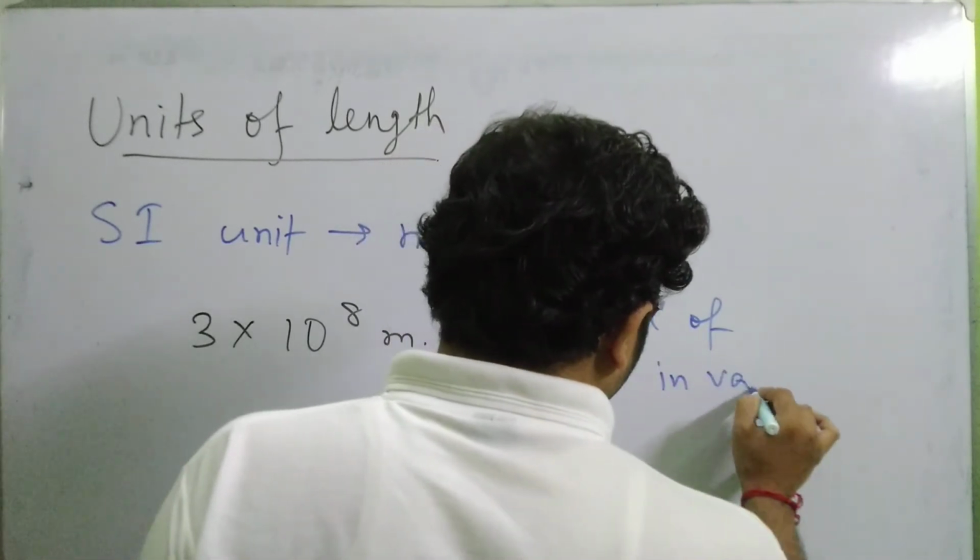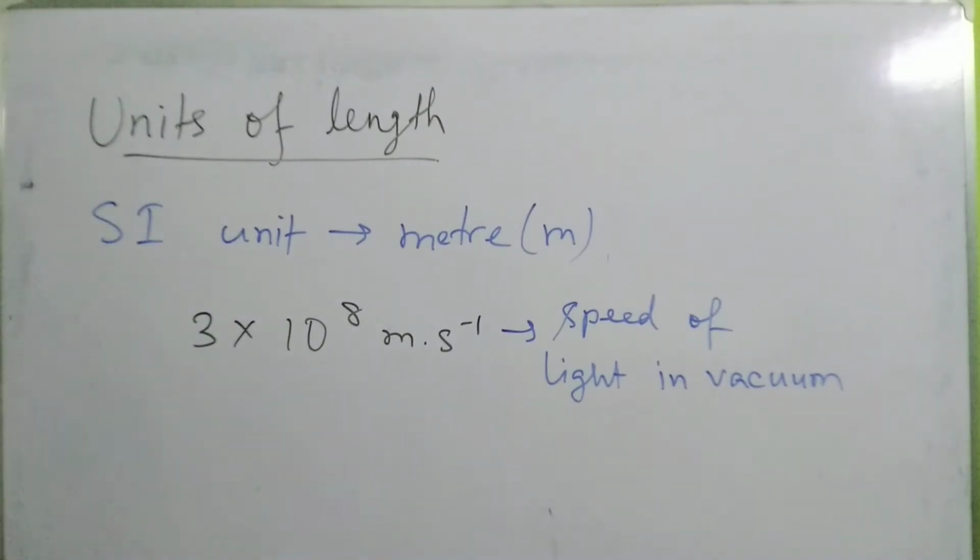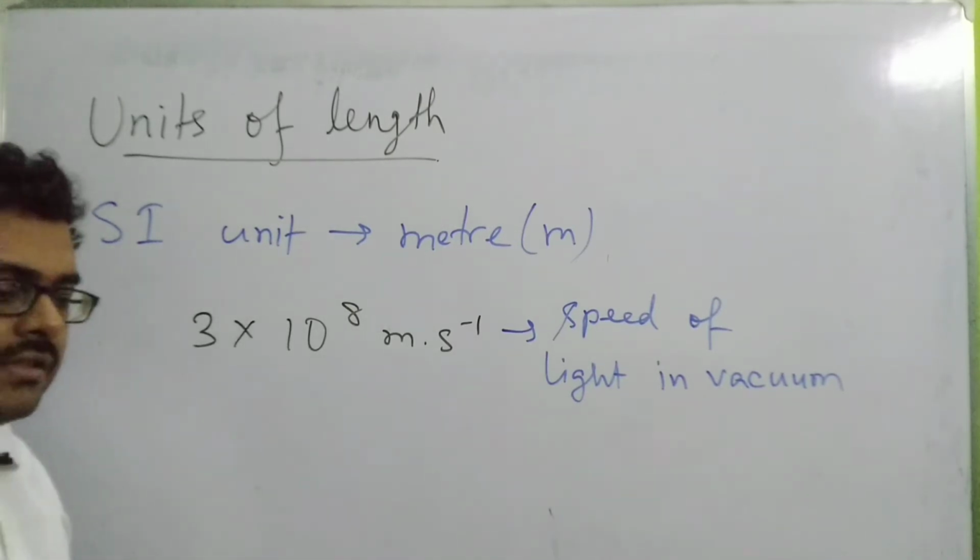Light in vacuum. Okay, fine. Now, you may be thinking about how the unit of length, the meter, was defined in terms of the speed of light. From this value you can say that light travels a distance of 3 into 10 to the power 8 meter in 1 second, isn't it? So the distance that light travels in 1 second is approximately taken to be 3 into 10 to the power 8 meter per second.